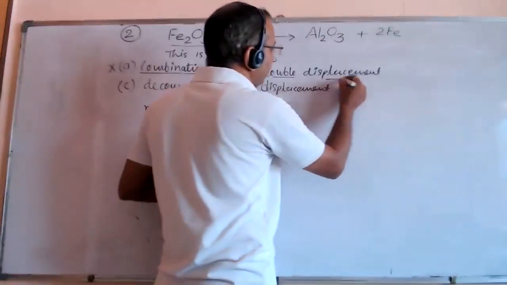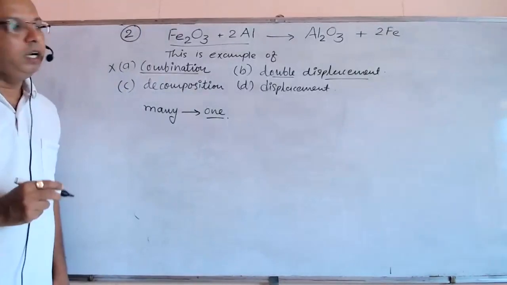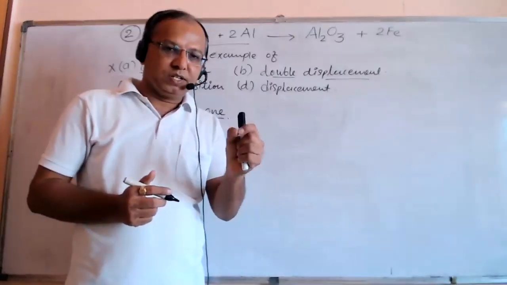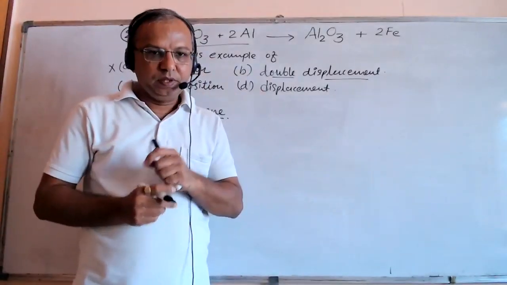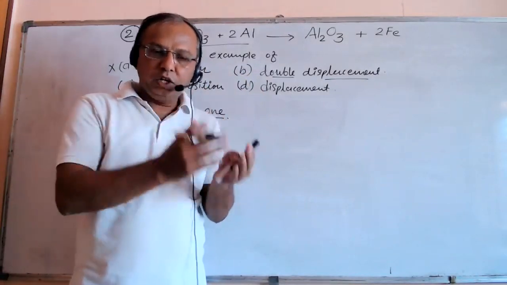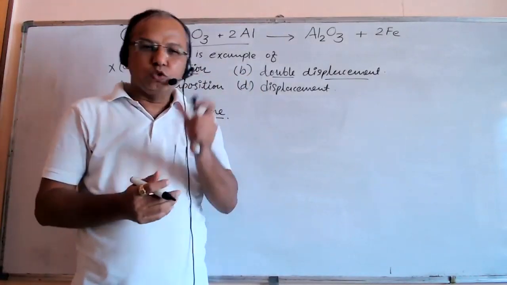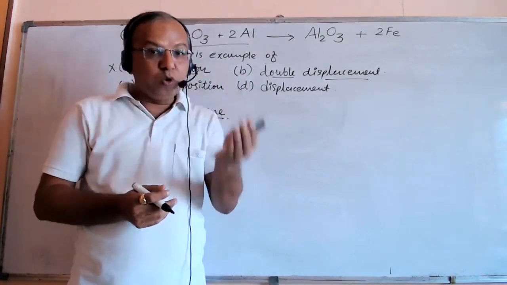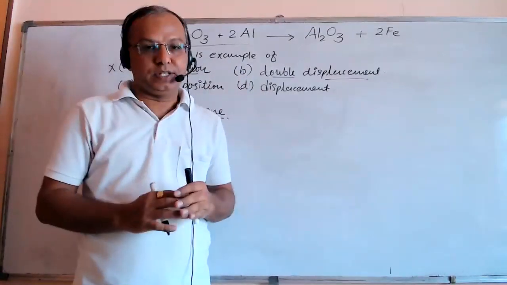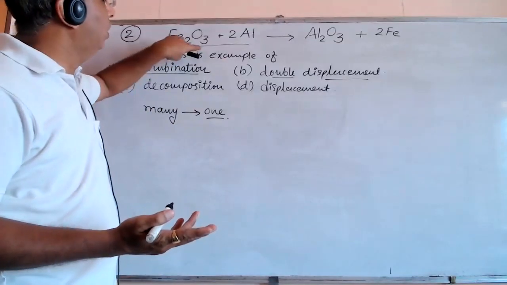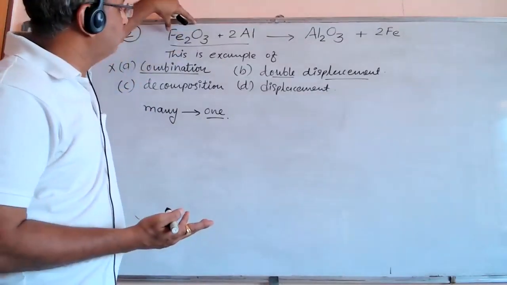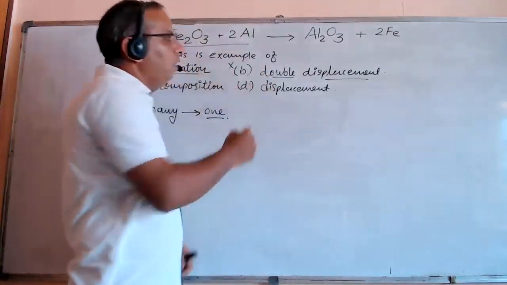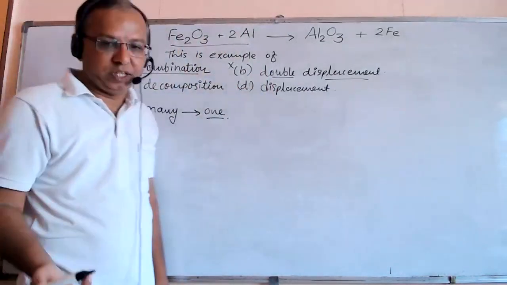Second option is double displacement. In double displacement, friends, positive of first will go with negative of second, and negative of first will go with positive of second. So two reactants, minimum two products, both have exchange of their ions. But you can see, friends, only one reactant has two ions, positive and negative. This is only one. So this is not an example of double displacement. Two displacements are not there.